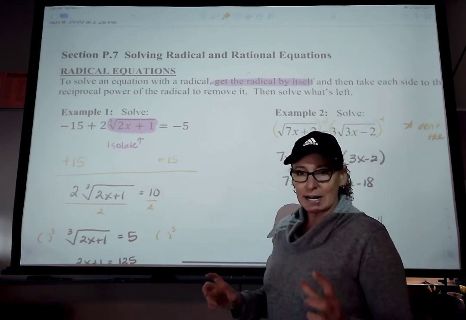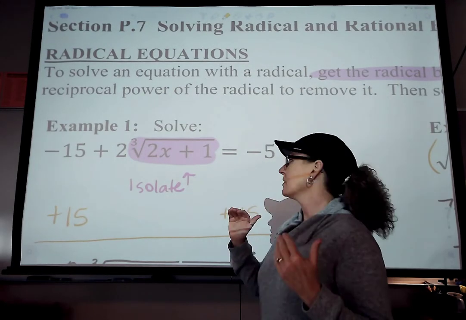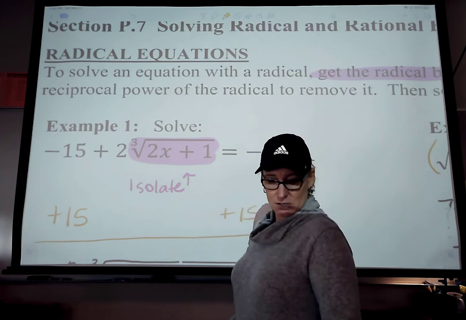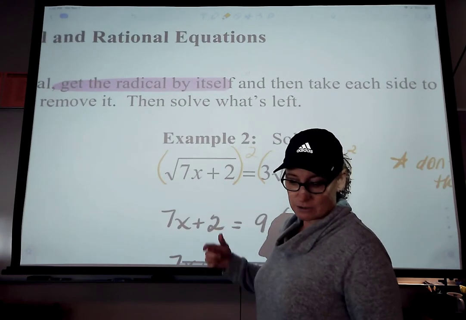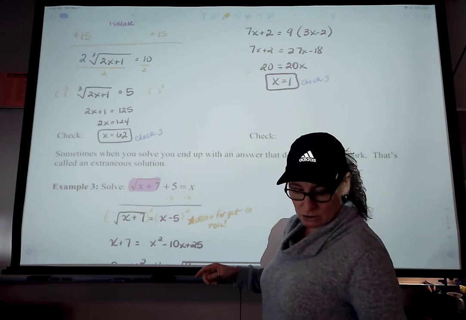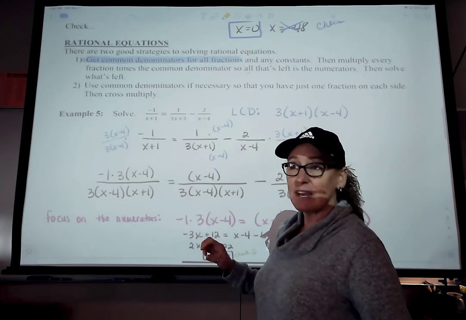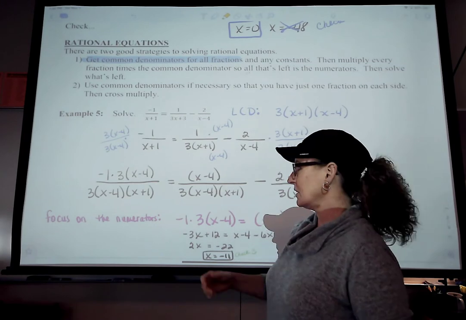video. A radical equation is simply an equation that contains some kind of radical. So number 1, number 2 has radicals. Number 3 has a radical in it. Number 4 has a radical in it. And the next set are rational equations.